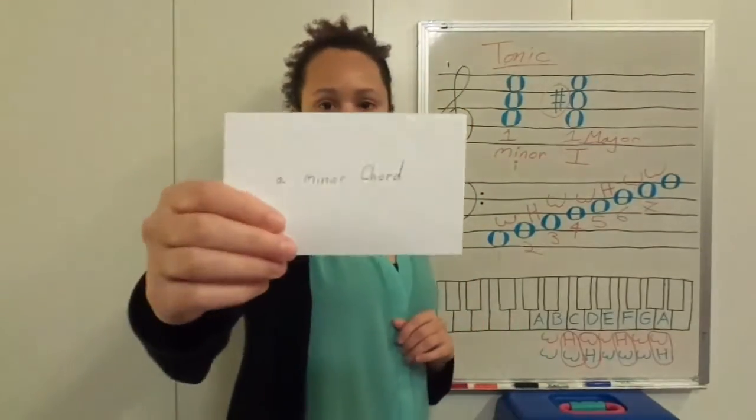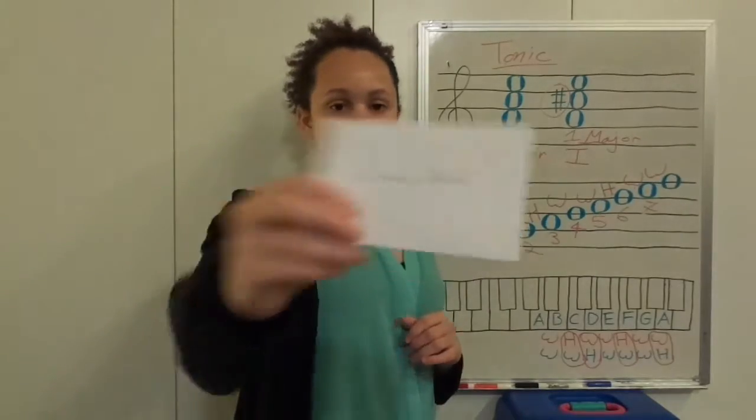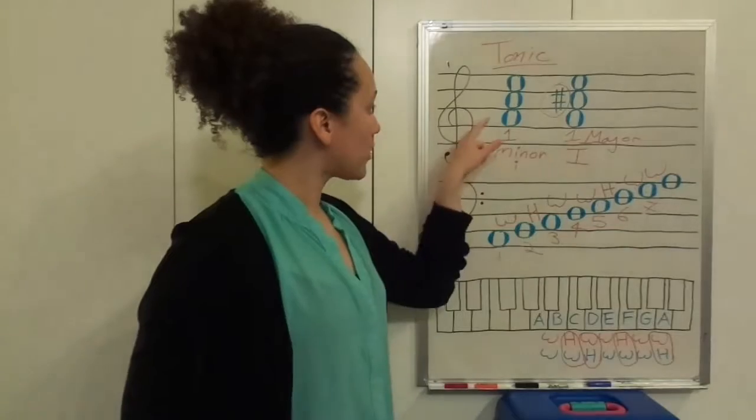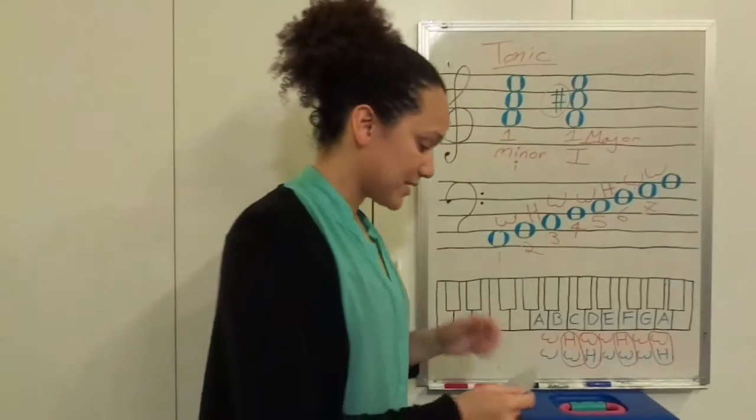And then your minor chord. And then on the back side, A, C, E. So you go ahead and spell out the chord, A, C, E. There we are.